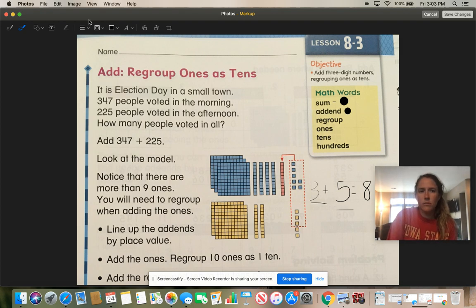Regrouping. So today we're going to be regrouping, and regrouping means if you have too many numbers in the ones place, you have to regroup and give some to the next door neighbor. And we'll talk about that in a little bit. Ones, tens, and hundreds. We know all of those already. So let's go ahead and we'll start.